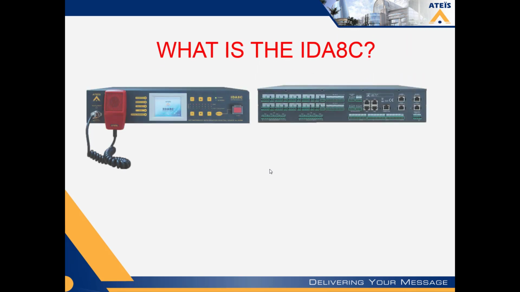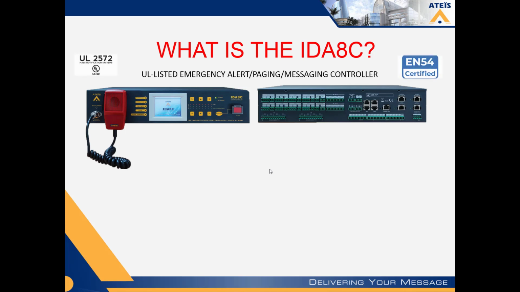So what is this ID8C that I'm talking about? Well, this is Penton Audio's very popular, and globally popular by the way, UL listed emergency alert paging and messaging control system. It can go up to 16,000 plus zones on a fully distributed big system like a military project or a U.S. government project like the U.S. Capitol Hill Complex, where the system is used.